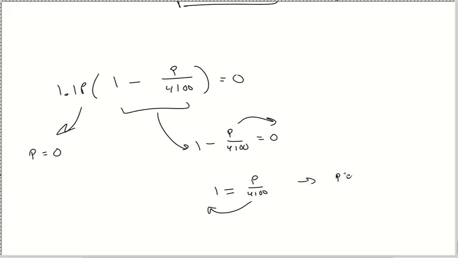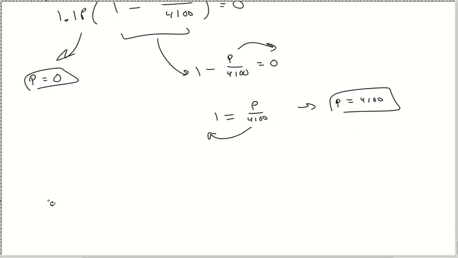Multiply. So we get this answer and this answer. Those are actually the answers for part C, the equilibrium. P equals, and they have a box, and you put 0, 4100.